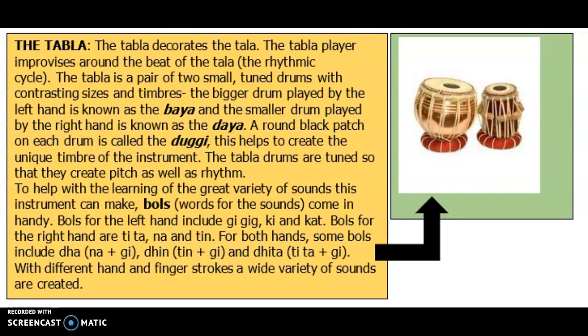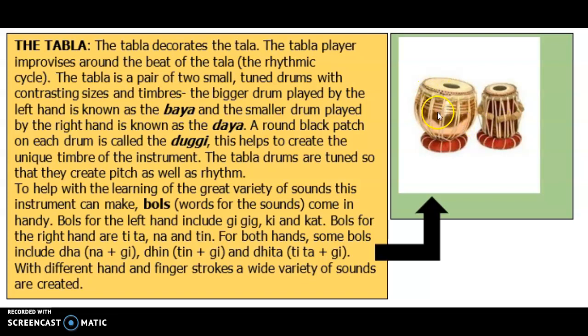The next one is the tabla. You see I've got 2 drums there. The tabla decorates the tala. The tala is the rhythmical cycle. The tabla player improvises around the beat of the tala. It's a rhythmical cycle. And the tabla is a pair of 2 small tuned drums with contrasting sizes and timbres.